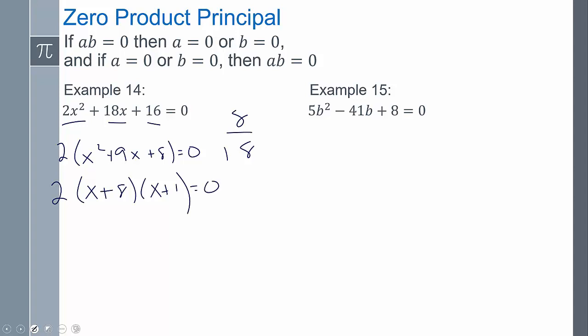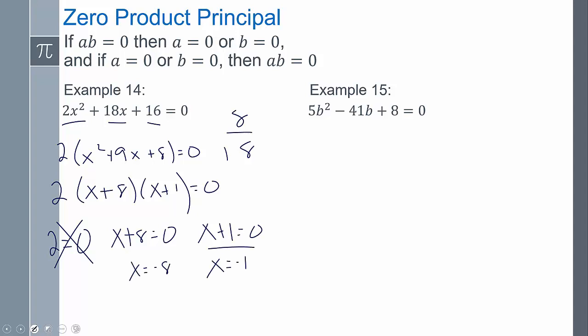Wow, that kind of got carried away there. Setting each one equal to 0. Does 2 equal 0? Nah, that doesn't make any sense. x plus 8 equals 0, and x plus 1 equals 0. So I get x equals negative 8, and x equals negative 1.